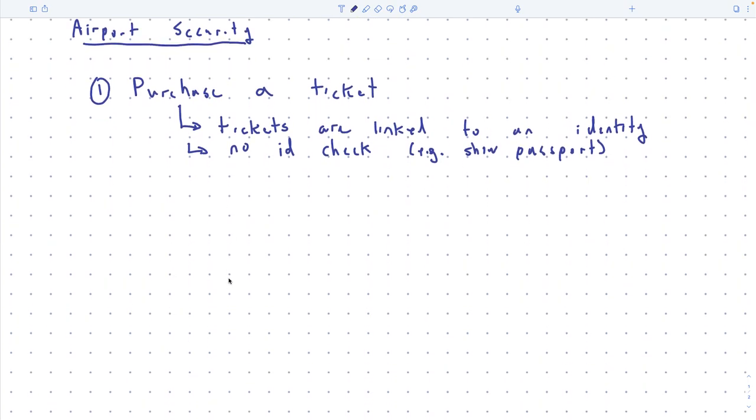Okay, so why are tickets linked to an identity? If it's a train ticket, I can give it to you and you can take the train. I think that's true, and probably for a bus as well. So why do we want to tie these to an identity?